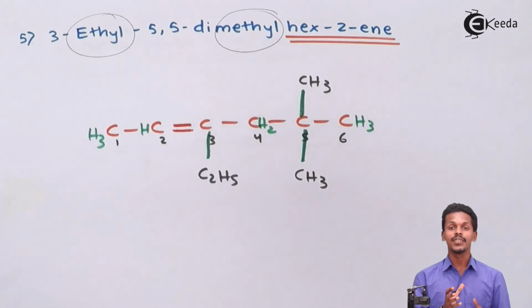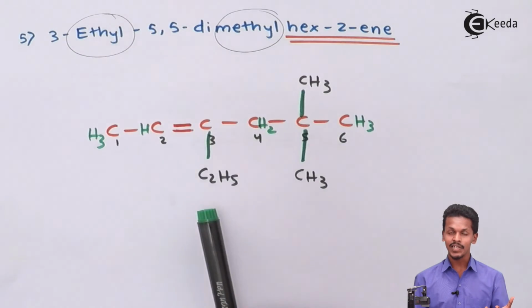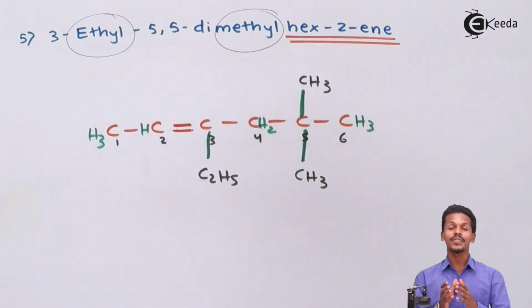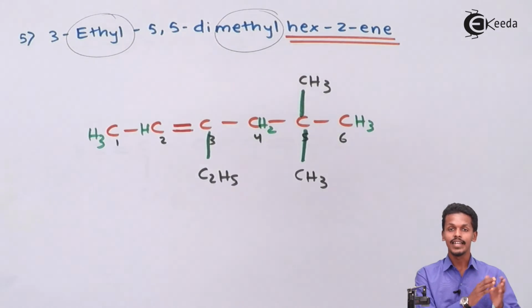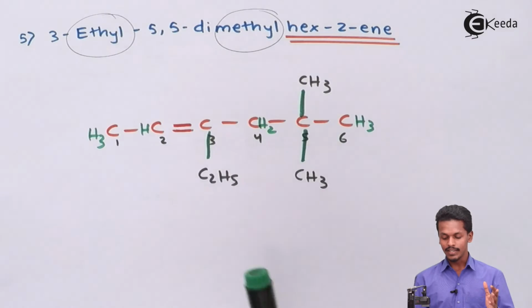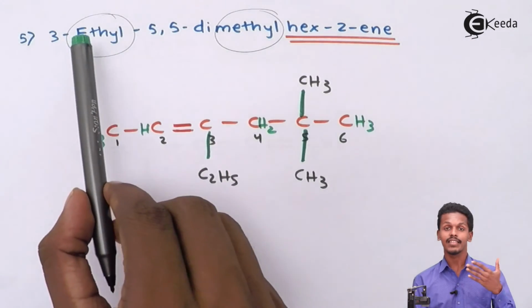It is mainly concerned with the alphabetical order. That's the reason ethyl came first. It is not only because ethyl is present at the third position, it is because of the alphabetical order. That's the reason we prefer ethyl first, regardless of their number or regardless of where it has been attached. So now ethyl has been attached on the third carbon atom, and that's the reason we write 3 before ethyl.